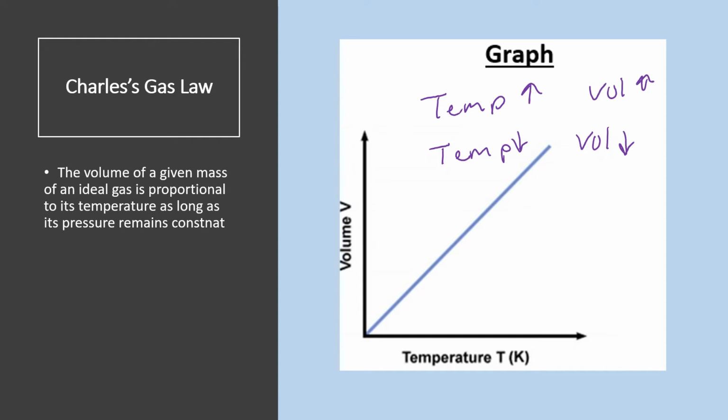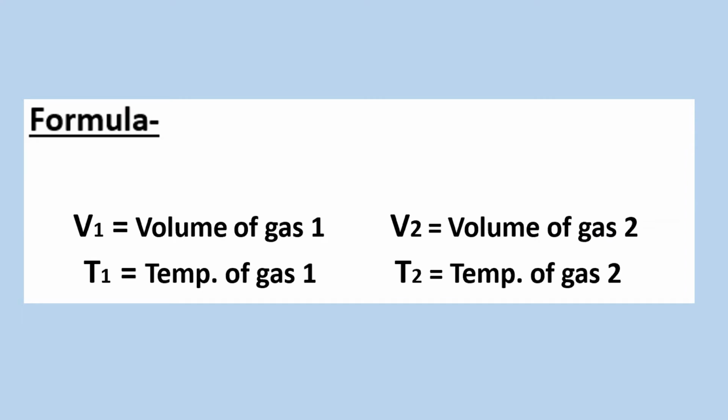Which is why if you take a can of compressed air and squirt out the gas, as that volume is decreasing, the can gets cold as the temperature decreases. So the formula for Charles's law is V1 over T1 is equal to V2 over T2.